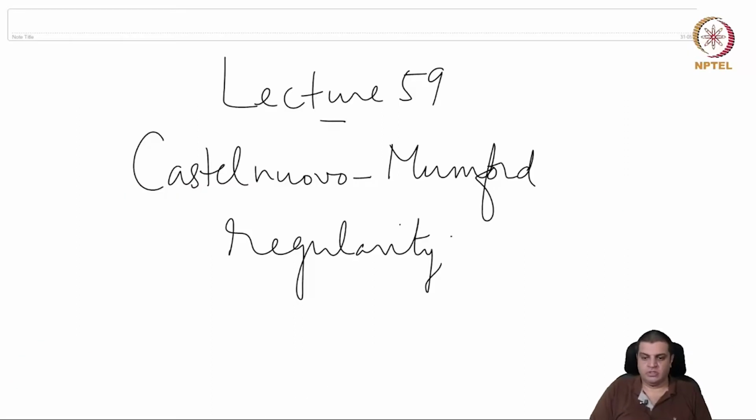So, in this lecture and in the next, we will discuss Castelnuovo-Mumford regularity, which is another numerical invariant of a module that we see from a free resolution. There are other ways of seeing it. The original definitions were different. This is what we are using as an equivalent definition.